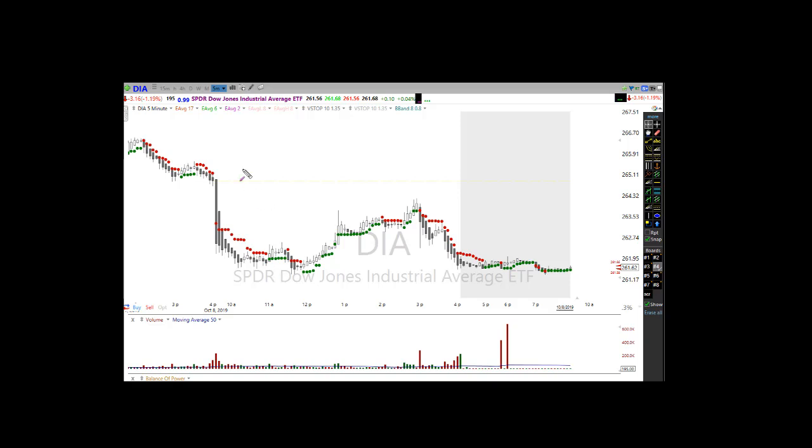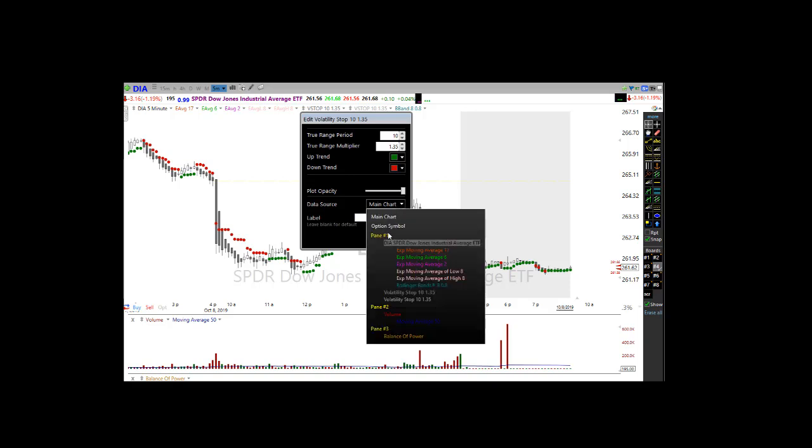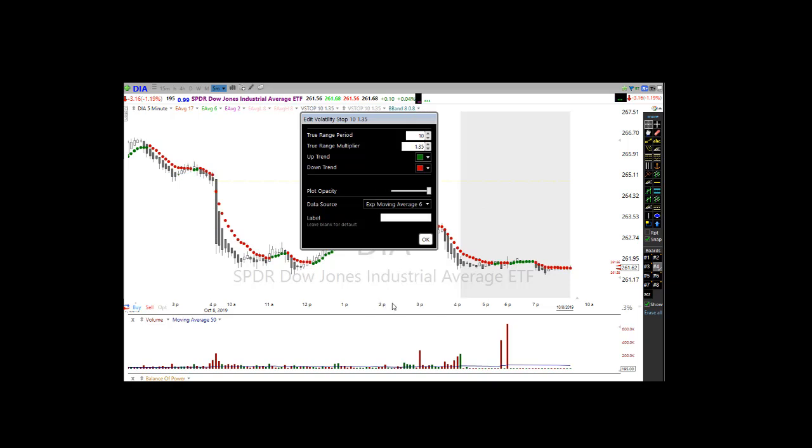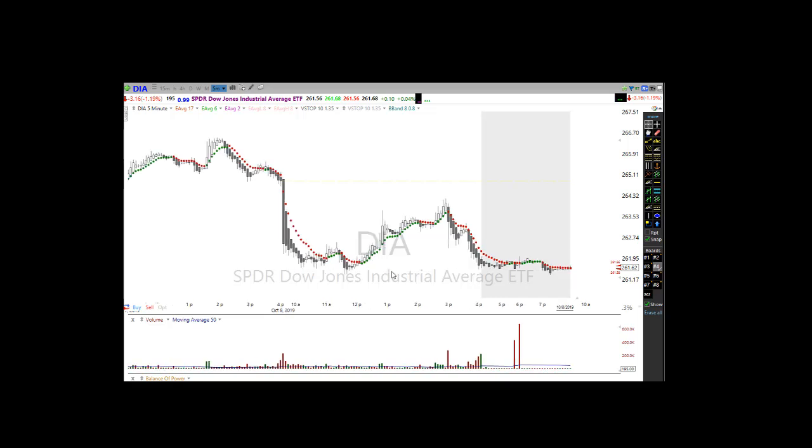Okay, and by the way, it works exactly the same way. If I were to take this volatility stop and instead of using it on the price of the chart, wrap it around a moving average, it's going to work exactly the same way, showing us trend when we're on the right side of a trade and when we are not.